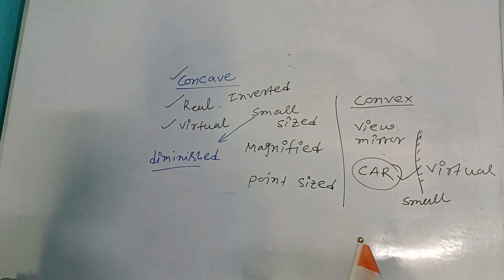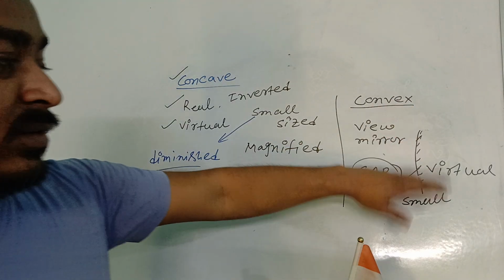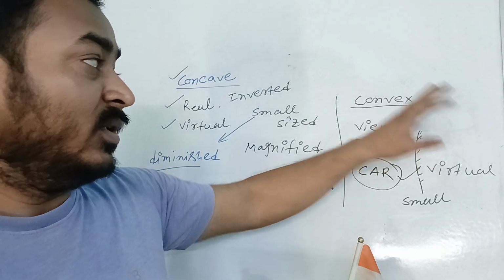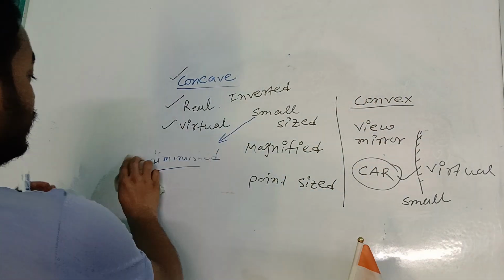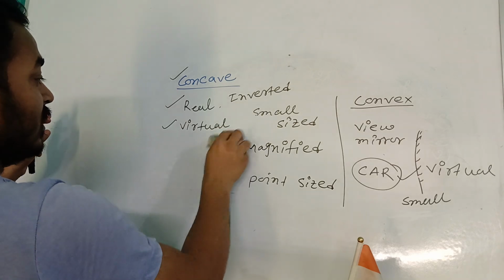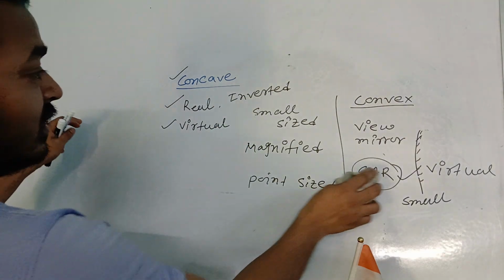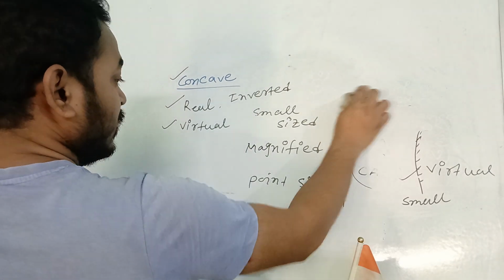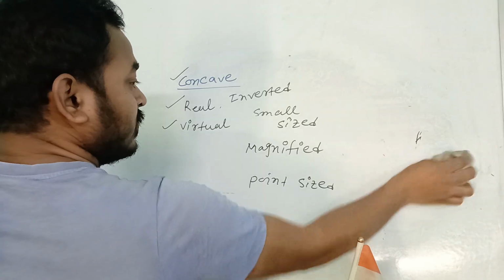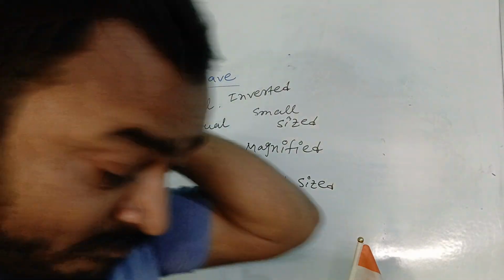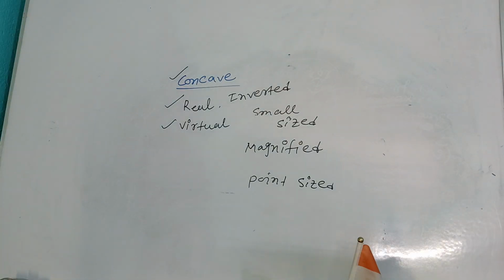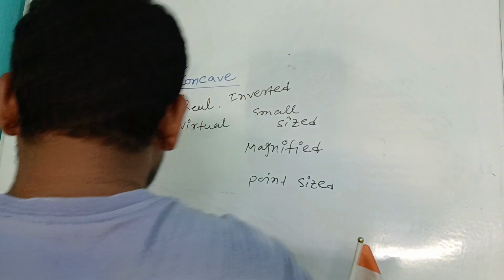Okay, diminished. So here it is always small and virtual for convex. So today we are going to discuss further about concave, not convex. So concave mirror, not convex, concave mirror.